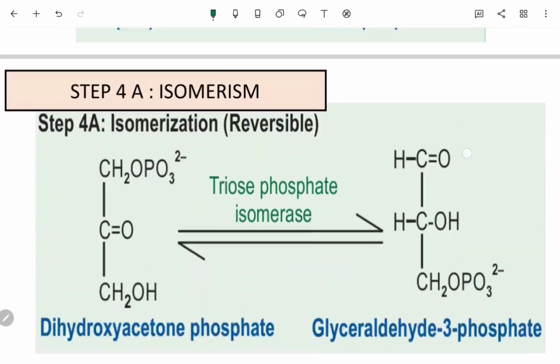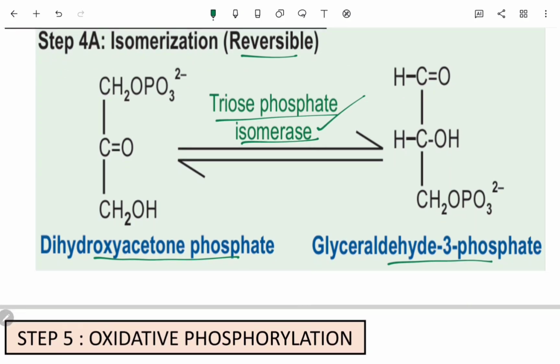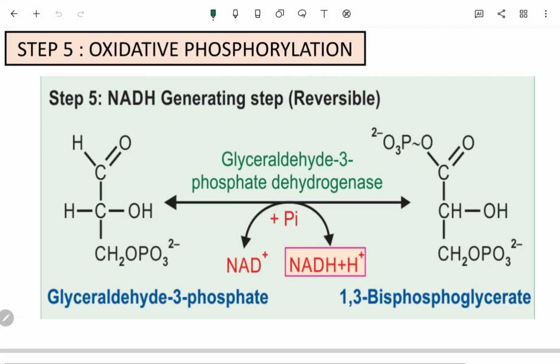So, step number 4a is isomerism, and it is a reversible step. Here, triose phosphate isomerase is the enzyme which can isomerize dihydroxyacetone phosphate to glyceraldehyde 3 phosphate. And the reverse also can happen with the same enzyme. So, that is step number 4a, isomerism. Now, moving on to the next step, that is oxidative phosphorylation.